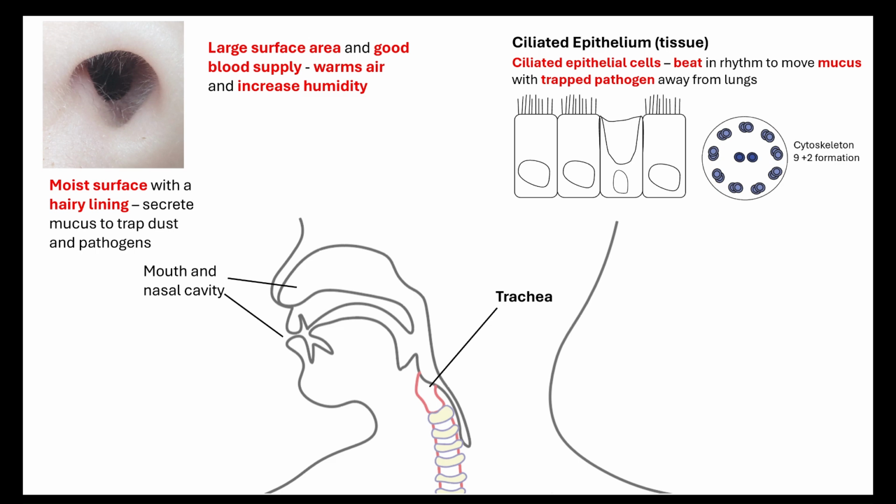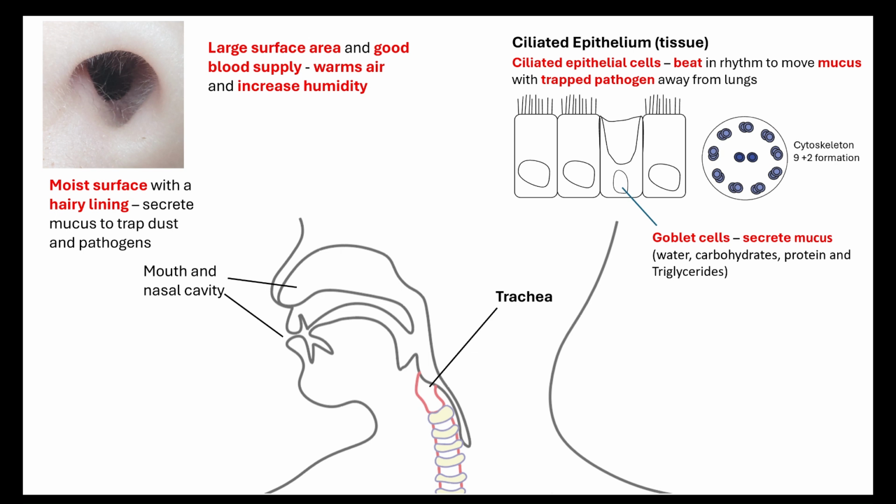Now, I did say that the ciliated epithelium was a tissue, and that tissue is made up of different cells that are working together to have the same function. Well, the ciliated epithelial cells beat, but the goblet cells are the ones that secrete the mucus, the sticky substance that's going to trap the pathogen.